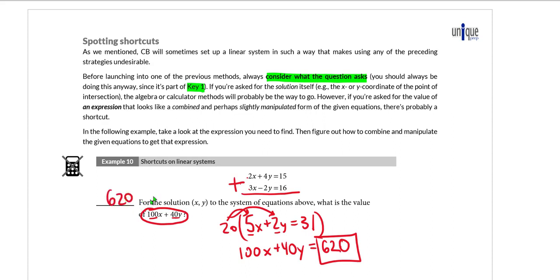And we get this very simply and easily. We don't have to use elimination or substitution to find x or y. We just add the two equations, see that we can multiply that sum by a certain factor to get the expression they are asking us for, and we are done. We get 620 and we're finished.